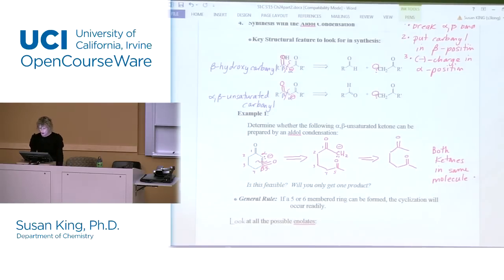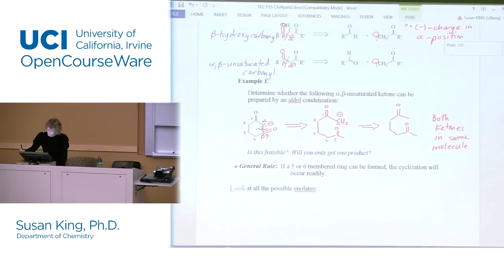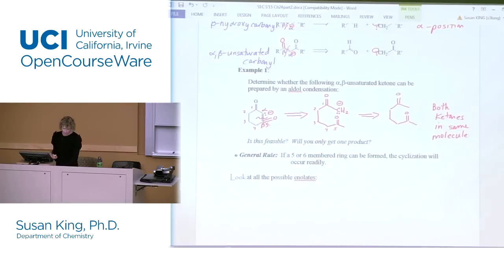So that's how we take it apart. Now we have to see if we take that compound and condense it using an aldol condensation, are we actually going to get that product? Remember from 51B that 5 and 6 member rings form very easily intramolecularly. So we're looking for a 5 or a 6 member ring.